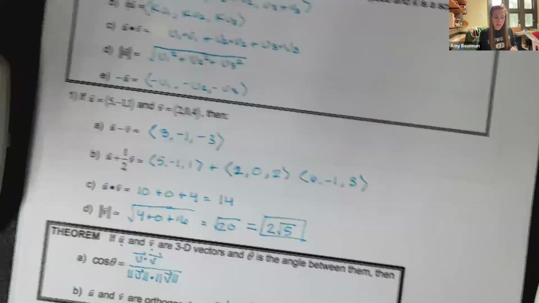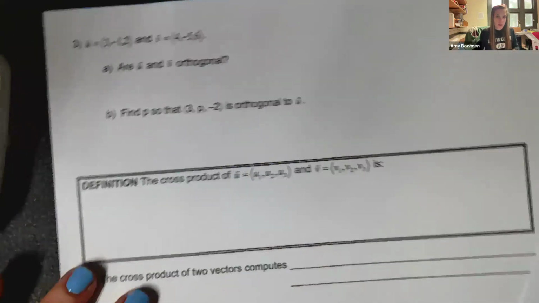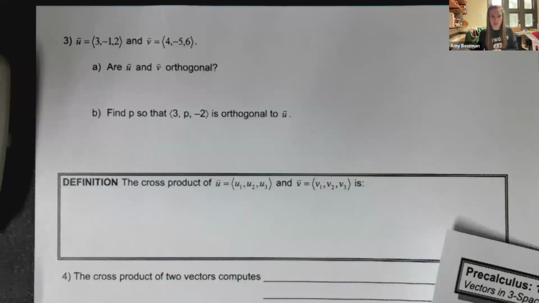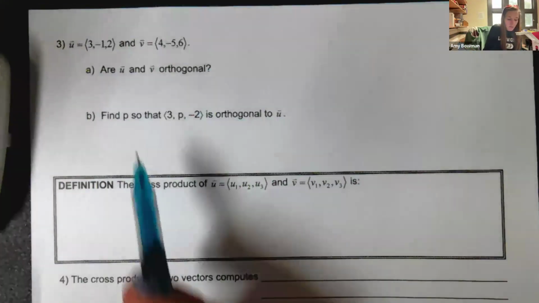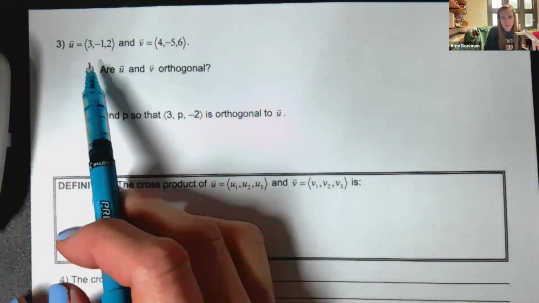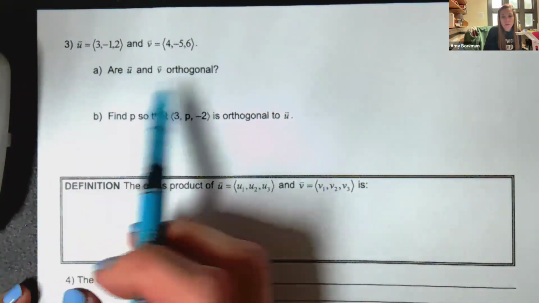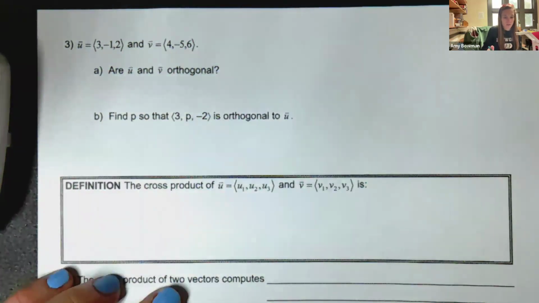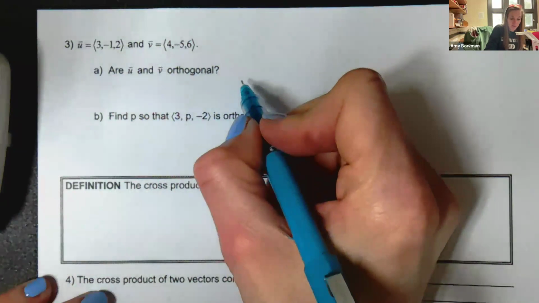Okay, moving on, a couple more examples before we learn something new, which will be the cross product of 2 vectors. All right, so here's a couple more applications of the dot product. So here's 2 vectors, v and u. Are they orthogonal? So here we're just checking, just like in 2D space, if 2 vectors are orthogonal, they will have a dot product of 0.